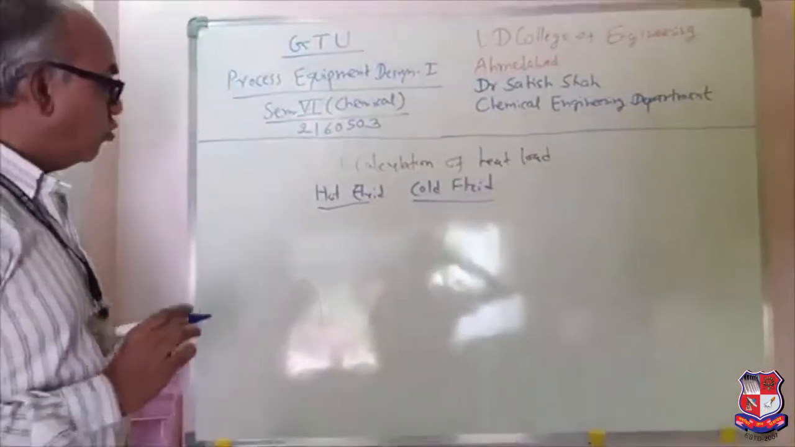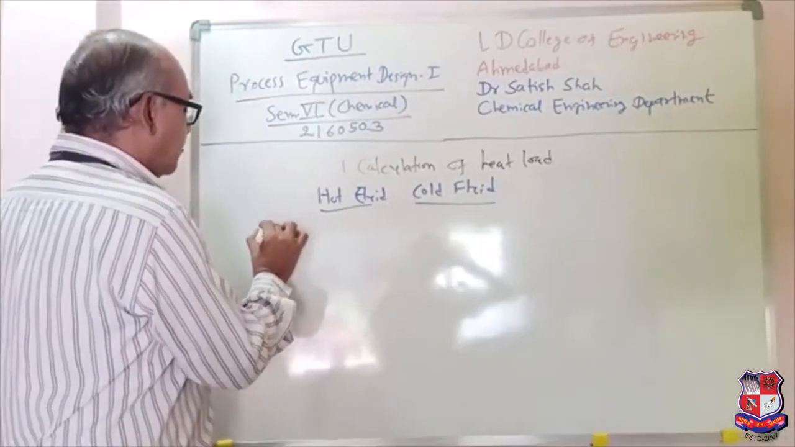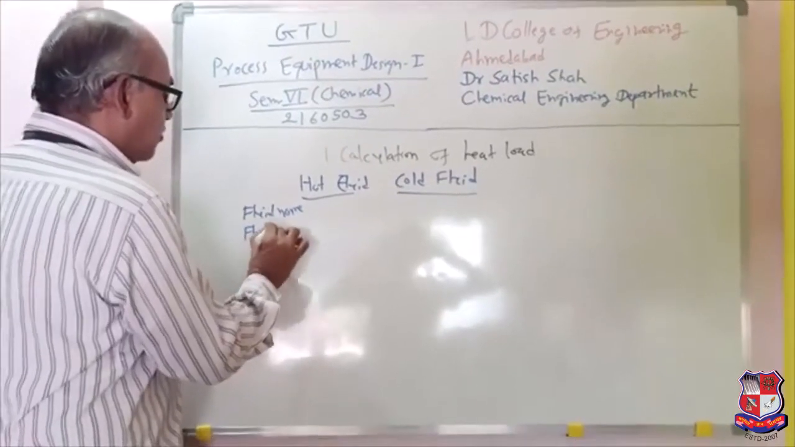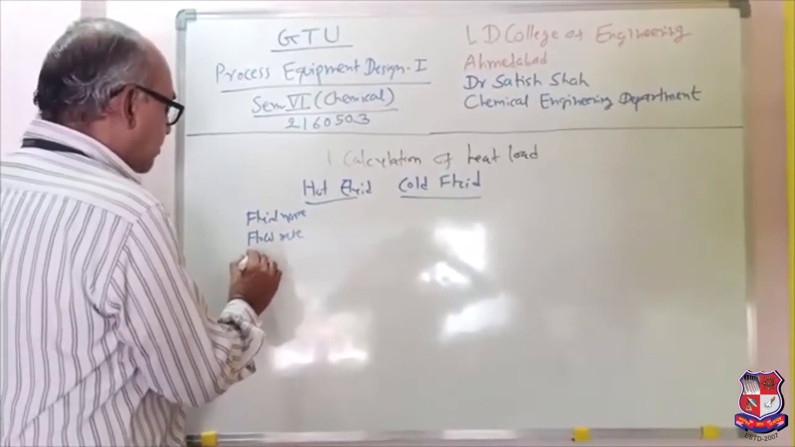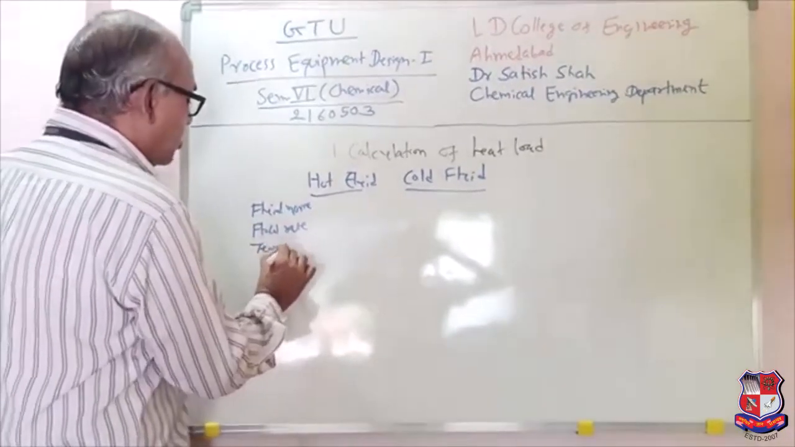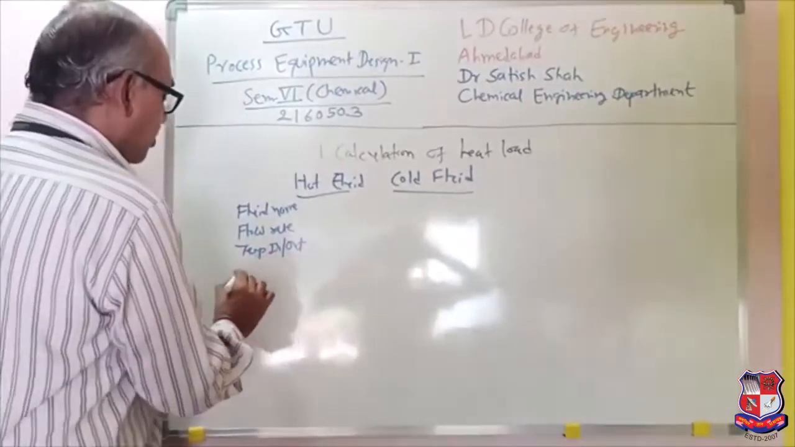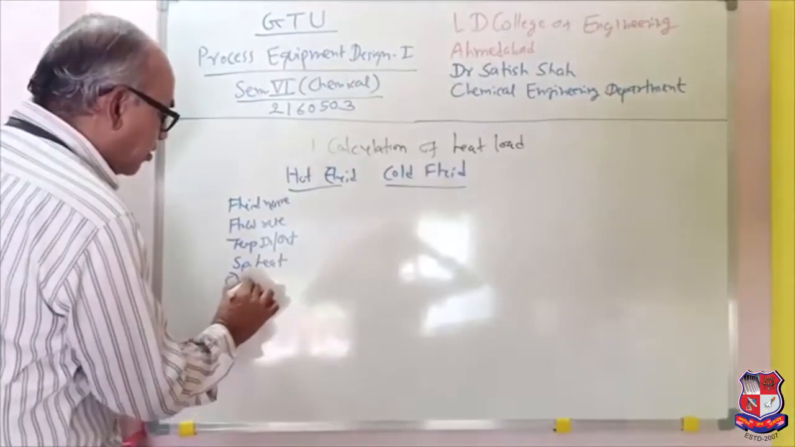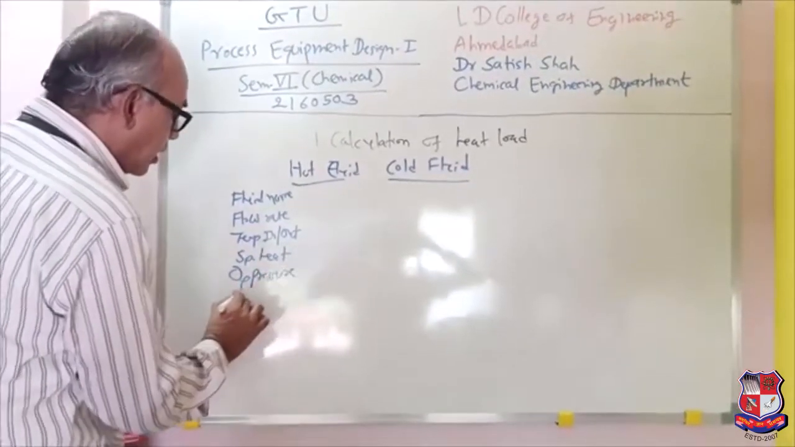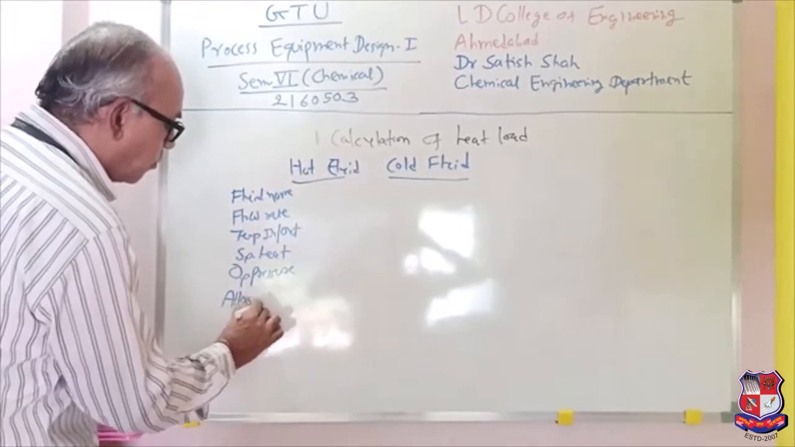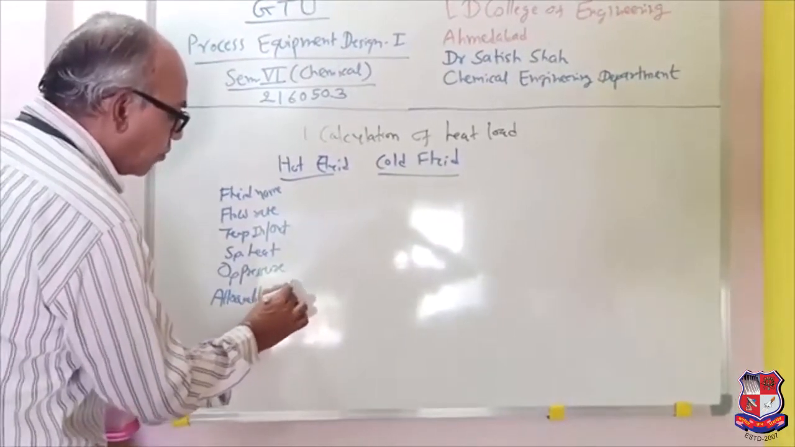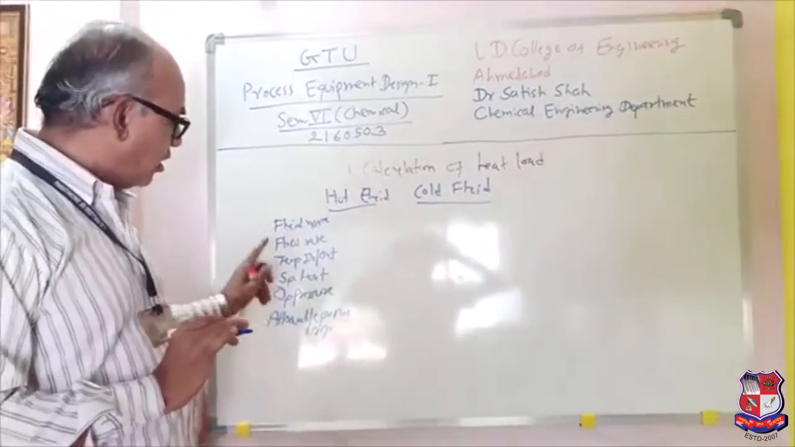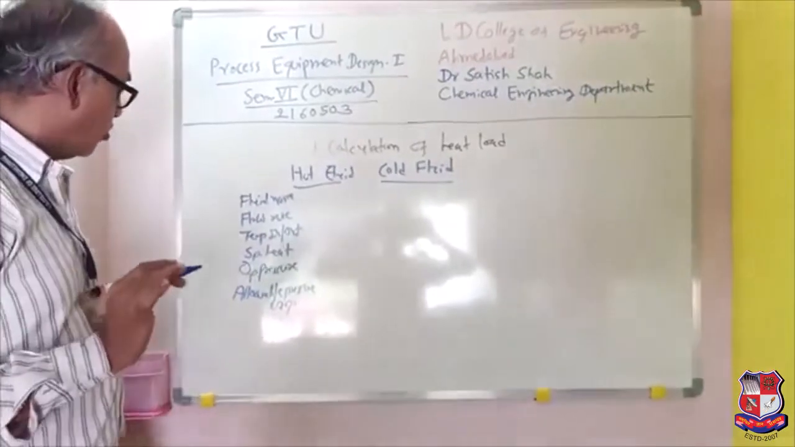What is important for us is to know the flow rate, fluid name. First is the fluid name, then the flow rate, then the temperature in and out, then the specific heat, then operating pressure, then allowable pressure drop. So there are many more properties also required that we are not discussing here. That will be as and when needed, we will be just including that.